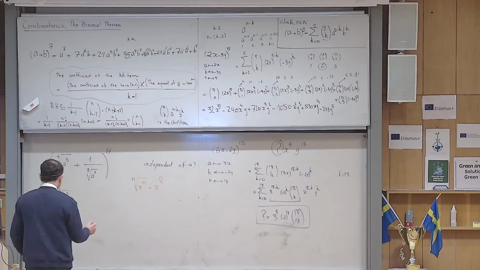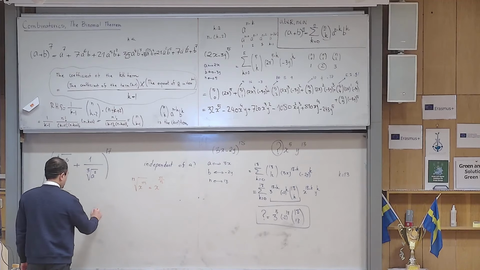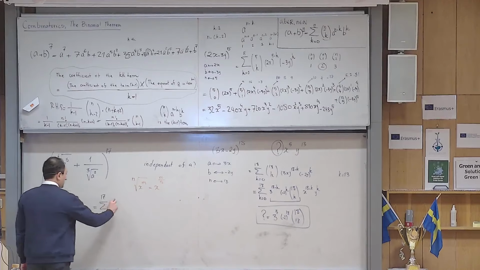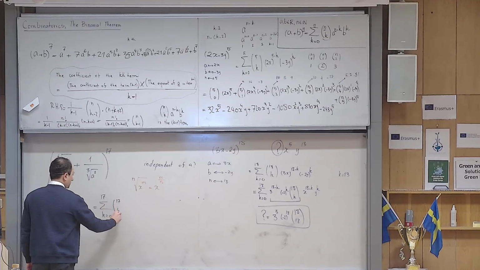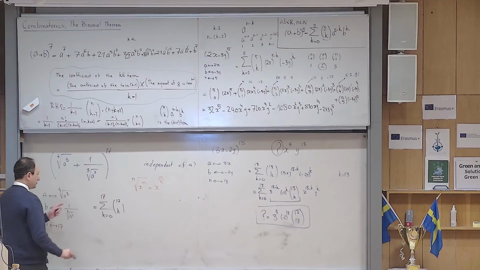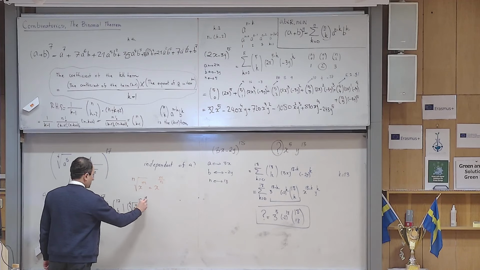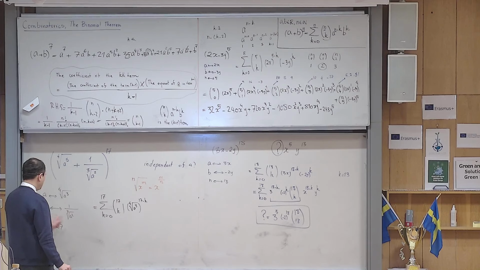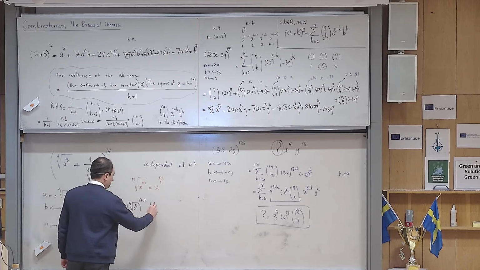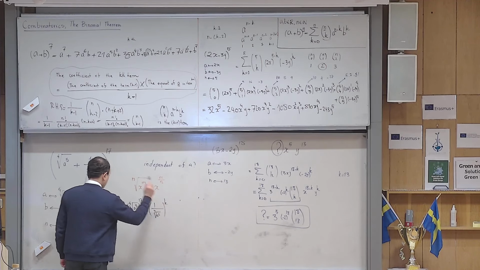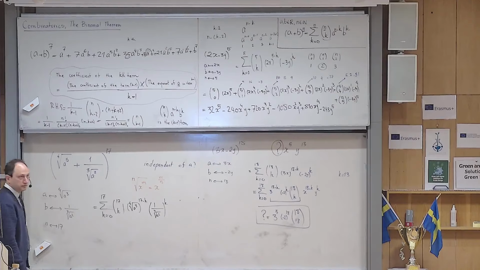Okay, so what we do now, we write the formula. So this becomes sigma, k goes from 0 to 17, 17 choose k, A, which is this one, the fourth root of a cubed, to the power of 17 minus k, multiplied by b to the power of k. This is the expansion of this expression, yes?